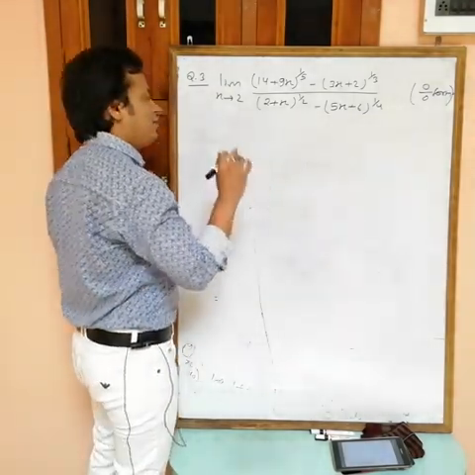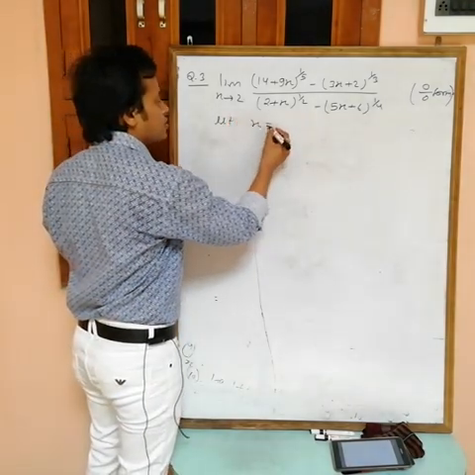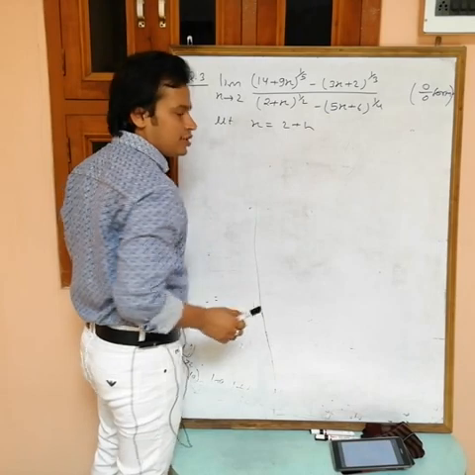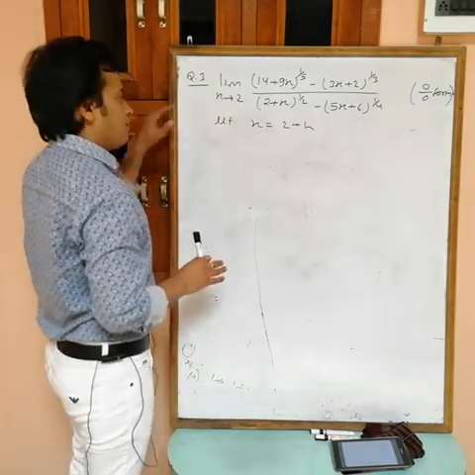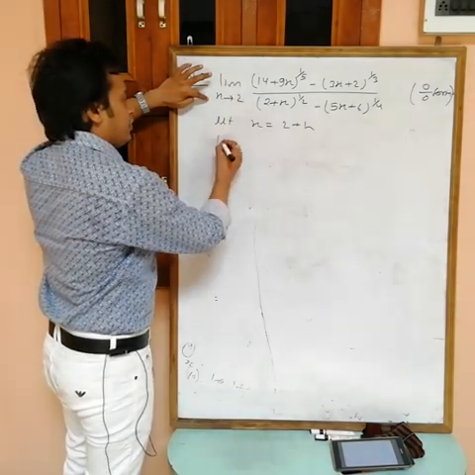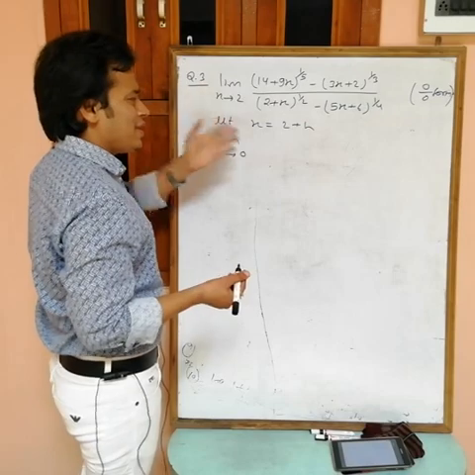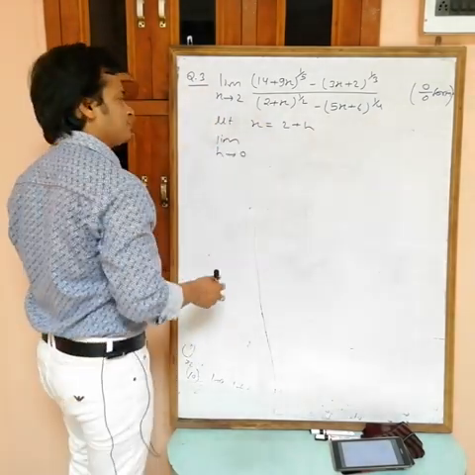Now choose. I will take only one thing, 2 plus h. Let x equals 2 plus h. I am replacing x as 2 plus h. If you put 2 plus h here, 2 cancel out. What we are getting? Limit h tending to 0. Obviously h is tending to 0. Okay.